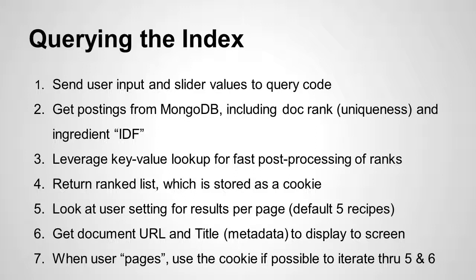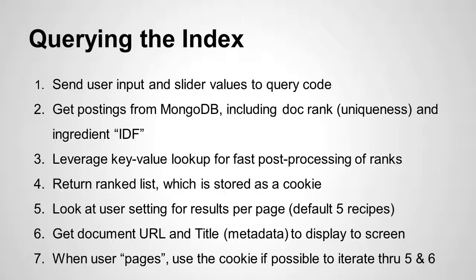So we do that, and we balance based on the slider inputs that the user specified, and we return a ranked list to the user. And this is just a list of document IDs at this point. The user's display will then store that locally as a cookie and look to see how many results and which results need to be displayed to the screen.